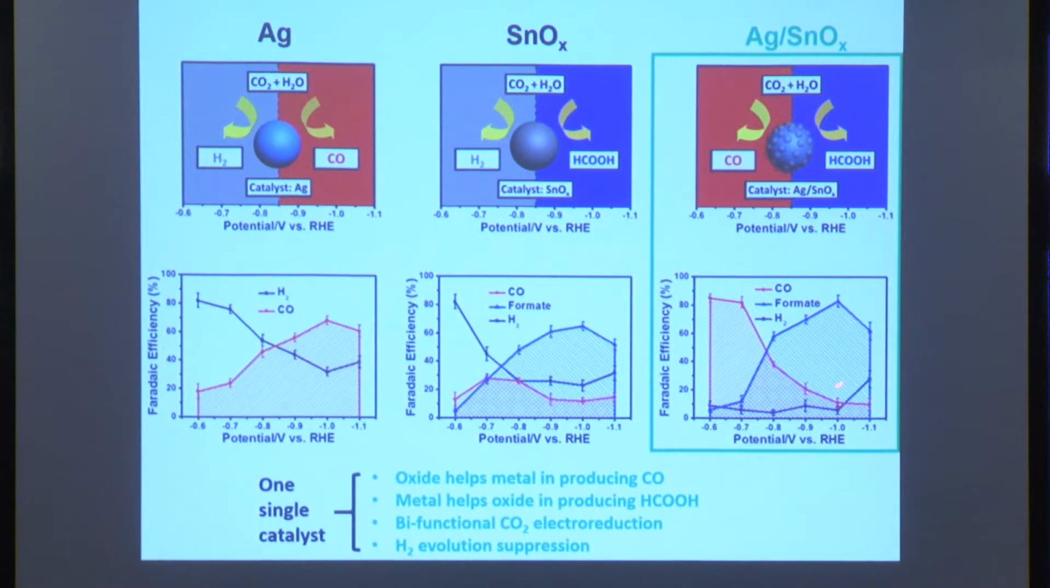Now I actually have a catalyst, right? In this case, the oxide helps the metal in producing CO, but the metal also helps the oxide in producing formic acid. And I get a catalyst that's kind of bifunctional, right? I can select which product to get by choosing the applied electrode potential. And in this entire range, hydrogen evolution gets suppressed, right? So I call this win-win metal oxide interactions, right?